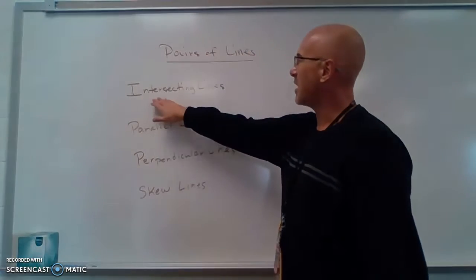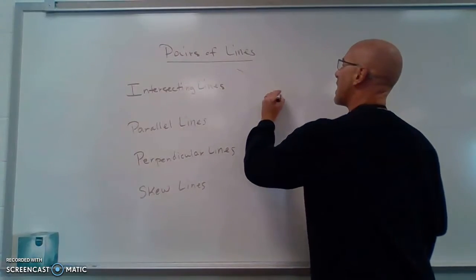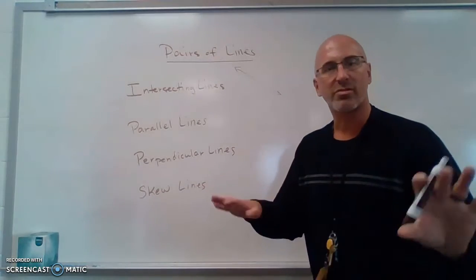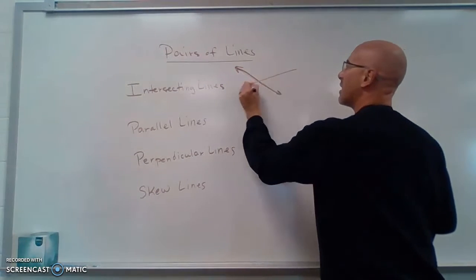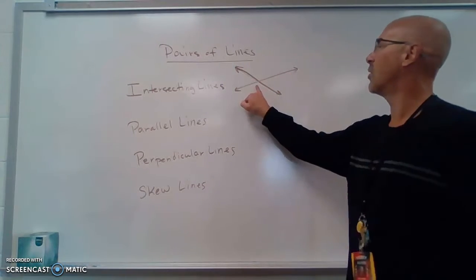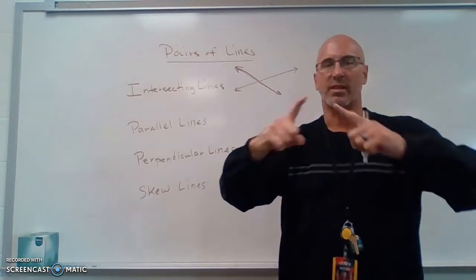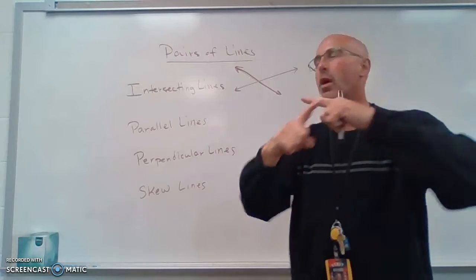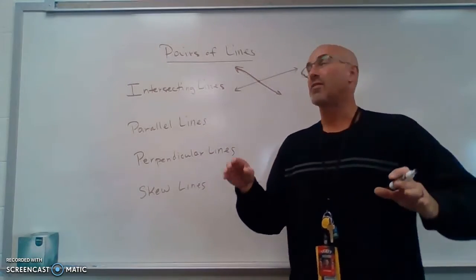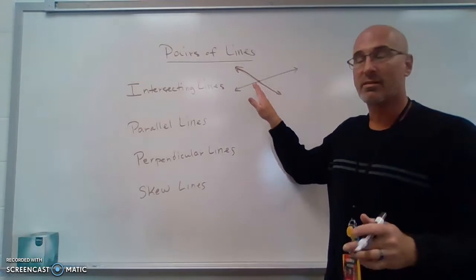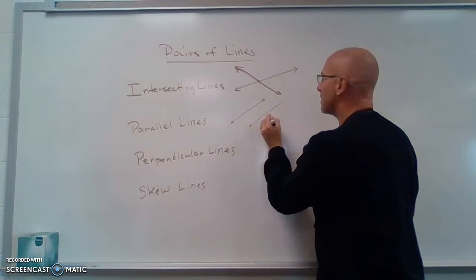So the first set is intersecting lines. We briefly talked about this. Say we have a line, and I know I should be using a straight edge, but I'm not. So I have this line, and I have another line. And when they cross in exactly one point, we call them intersecting. They have one point in common, this point. Now, if lines can intersect, then they also can not intersect.